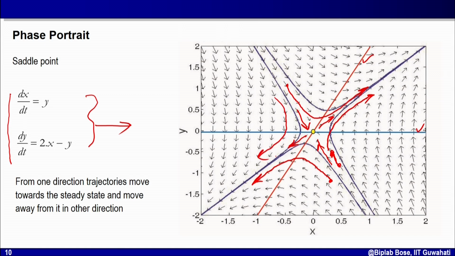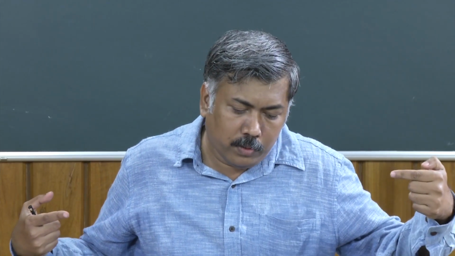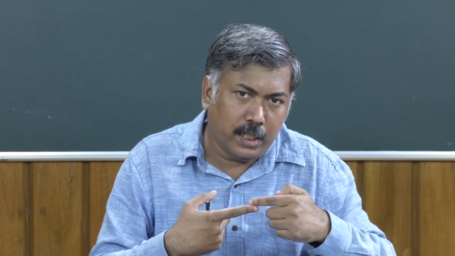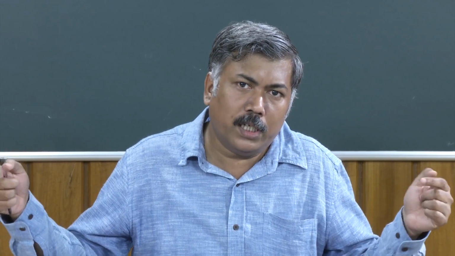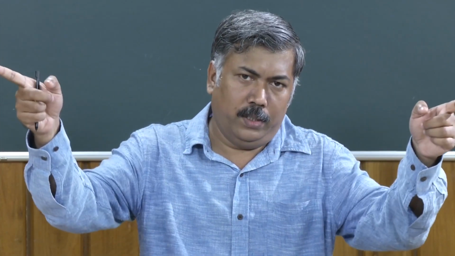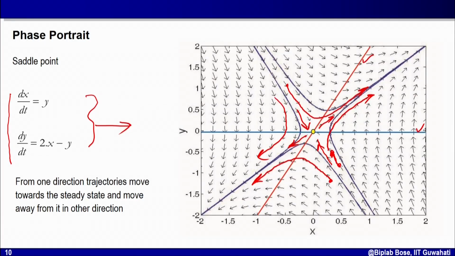So in this phase portrait, we have a steady state, and there is only one path from both directions from which, following this path, you can reach the steady state. But for others, either you will move away directly from the steady state, or initially you will move close to the steady state and then diverge. So this type of steady state is called a saddle point, and obviously they are not stable.